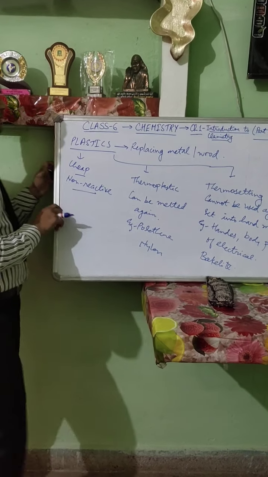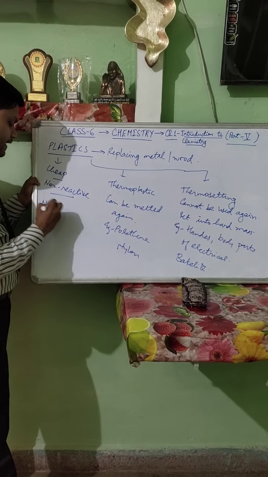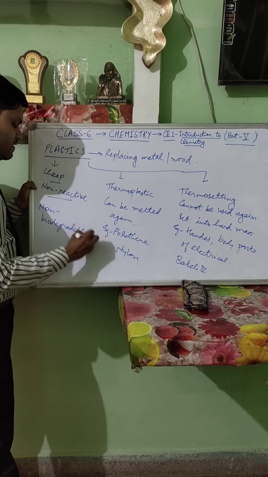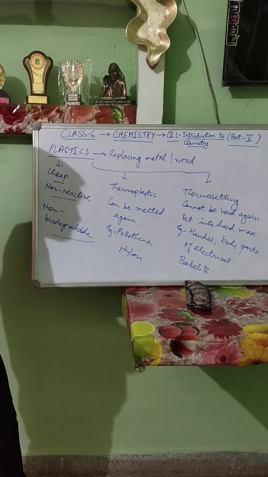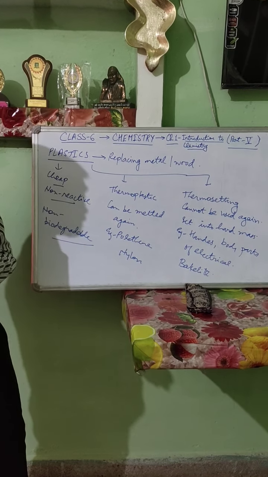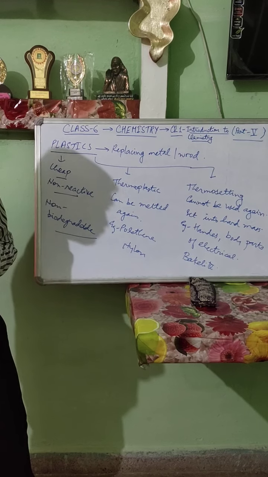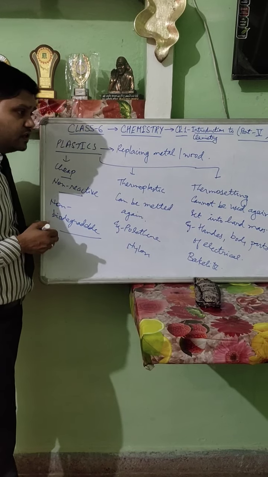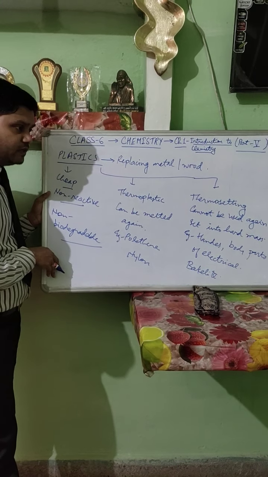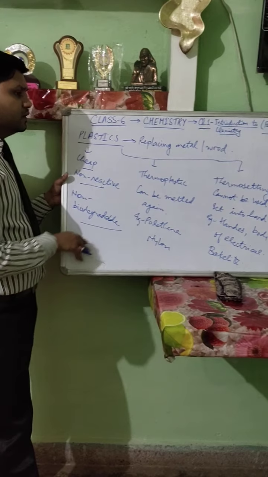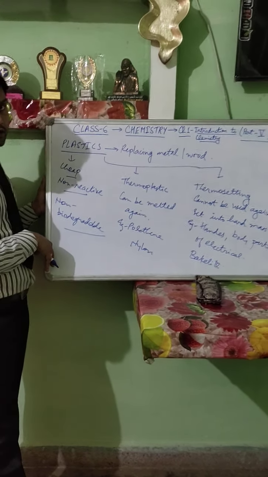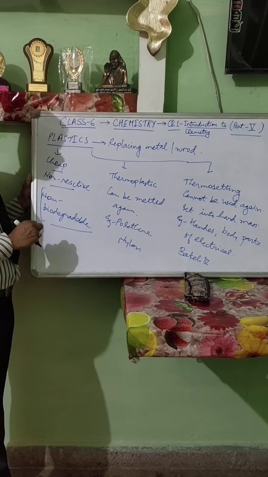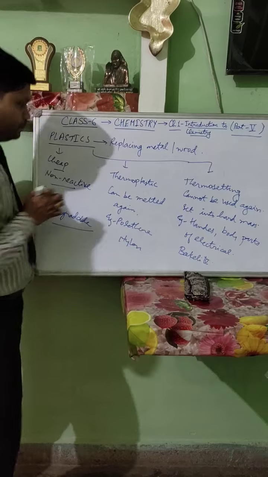But one of the main drawbacks of plastic is that it is non-biodegradable, meaning it does not degrade. Even if we put it into the earth, digging it in, it takes 400 years to change. Therefore it is non-biodegradable and very harmful also. That's why we are not using plastic much nowadays.